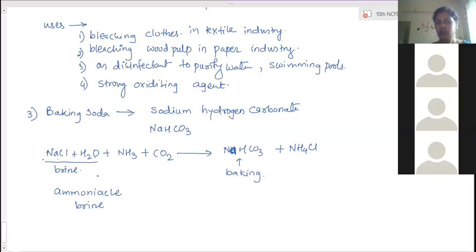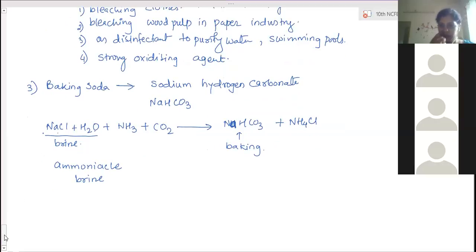What will happen when carbon dioxide is passed through ammoniacal brine? Which two salts are produced? And then further reactions can be given. Clear? Are you able to understand? Yes, ma'am. Okay, and then uses, where we use it?